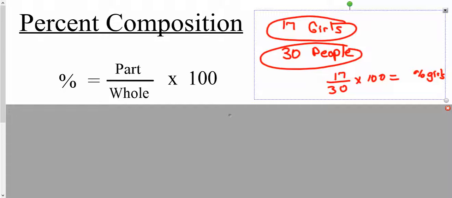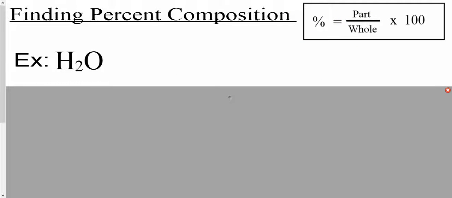The same thing is true with a chemical formula. For example, we will find the percent composition of water. When you're asked to find the percent composition, unless they ask for a specific element, you find the percent composition of each element in the compound. So we're going to do this. We're going to need the periodic table to calculate. We will add up the molar mass of water based on 2 hydrogens and 1 oxygen.